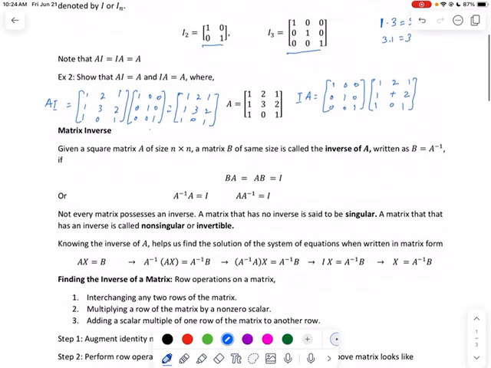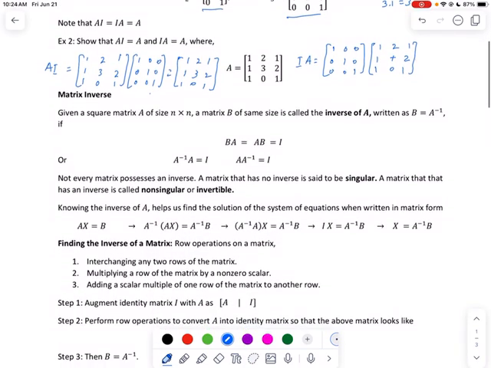Okay, now let's talk about the matrix inverse. So given a square matrix now, it should be clear that inverses, if they exist, will exist only for square matrices. So given a square matrix A of size n by n, a matrix B of the same size is called the inverse of A, written as this, or just A inverse. So we call it A inverse or inverse of A, and it is denoted by this notation.